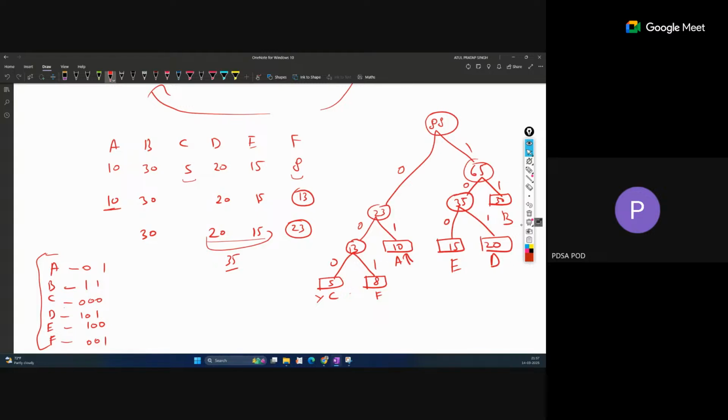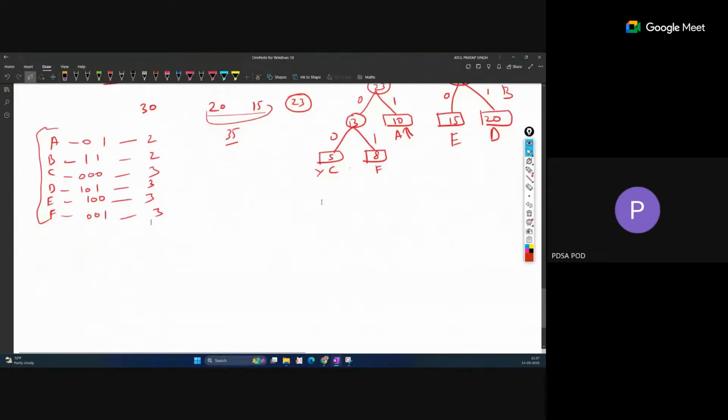Sir, can you take one example on probability? Probability is the same thing. Suppose we consider that we have 100 characters, and the probability is given, like 0.25 for one character, and 0.10 for another. Same thing you will do: pick the smallest probability values first and do the same thing.